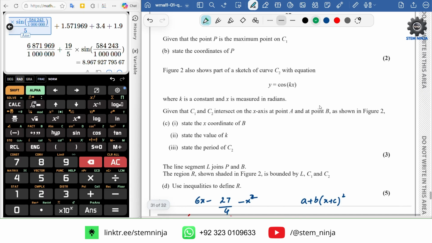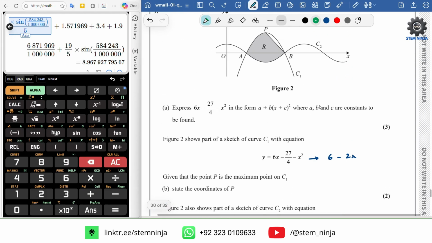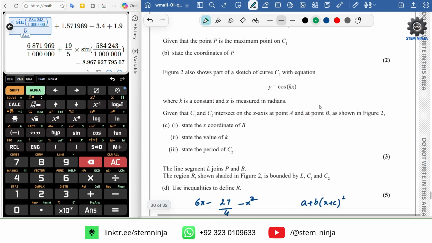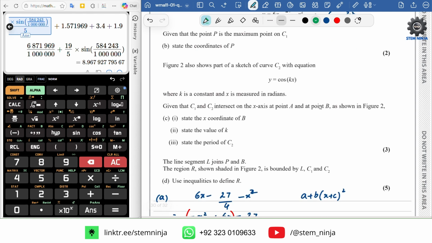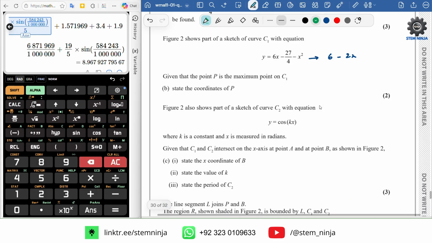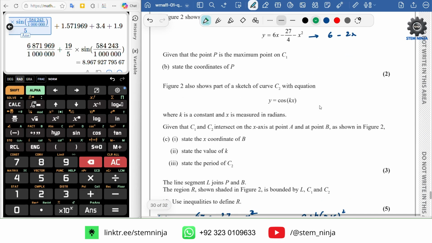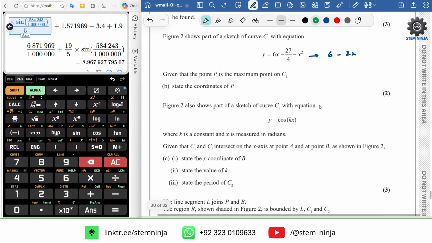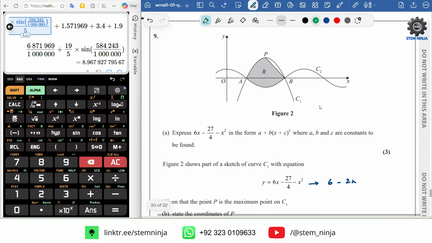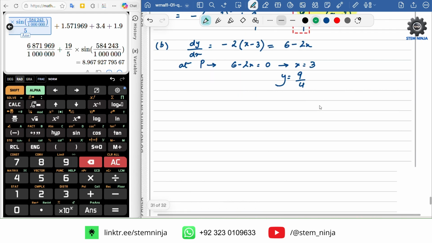Okay. Figure 2 also shows part of the sketch of the curve C2 with equation y equals cos of kx, where k is a constant and x measured in radians. Given that C1 and C2 intersect on the x-axis at point A and point B, shown in figure 2, state the x coordinates of B and state the value of k. X coordinates of B. Right. Okay.